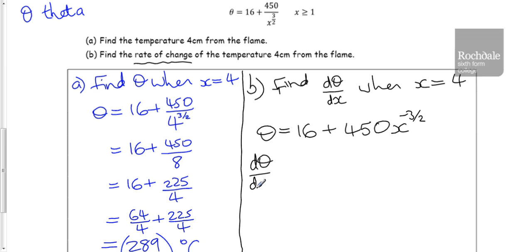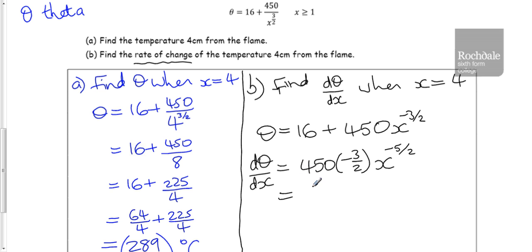Let's differentiate. The first term is a constant. Differentiate it, it disappears. So let's move on to the second term. Multiply by the power. So it's going to be 450 times by minus 3 over 2. So I've multiplied by the power of x. Now we're going to take away 1 from the power of x. That's what we get.